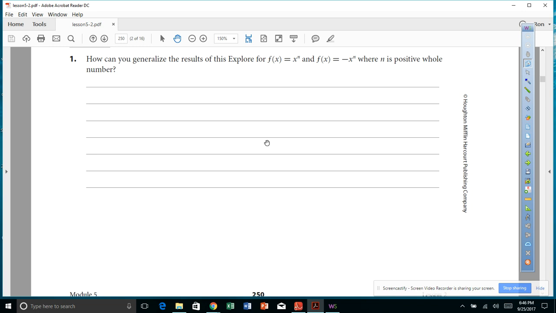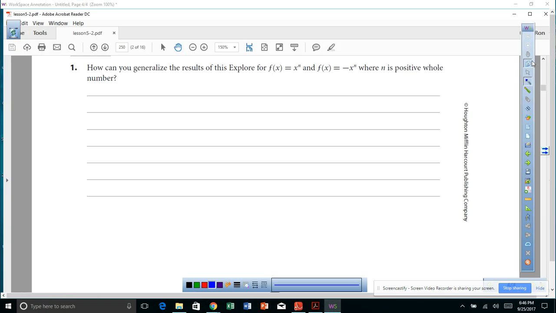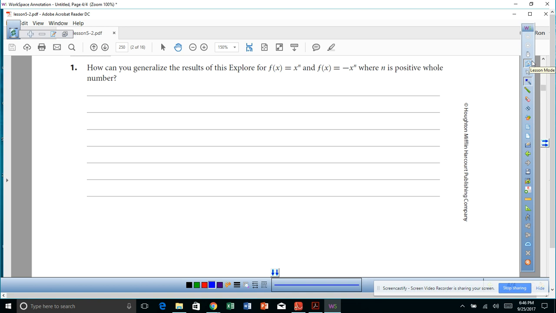How can you generalize the results of this exploration of f of x equals x to the n and f of x equals negative x to the n, where n is a positive whole number? Okay. The domains of the functions are both negative infinity to positive infinity.